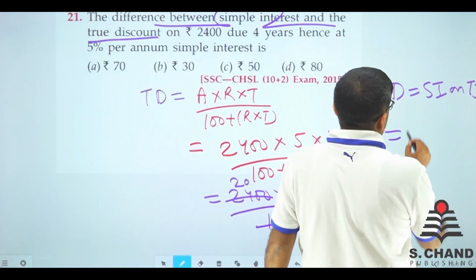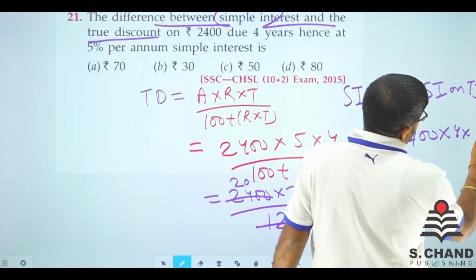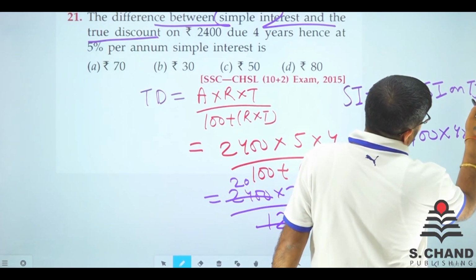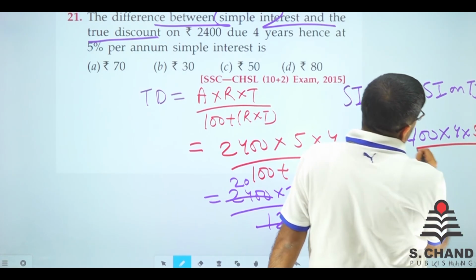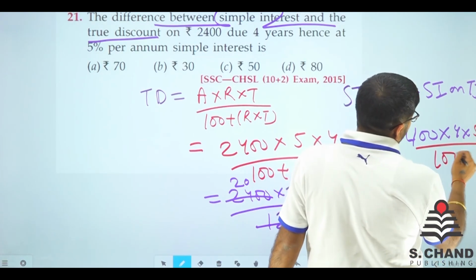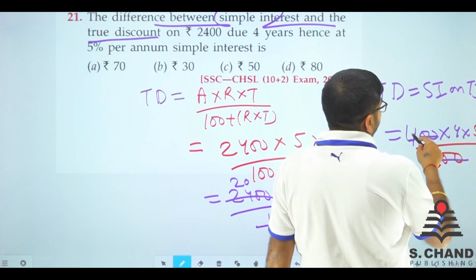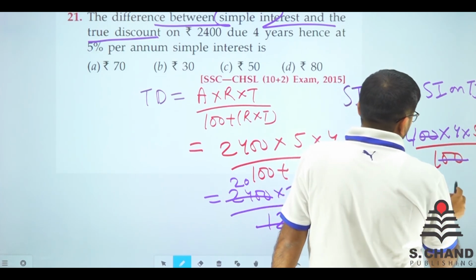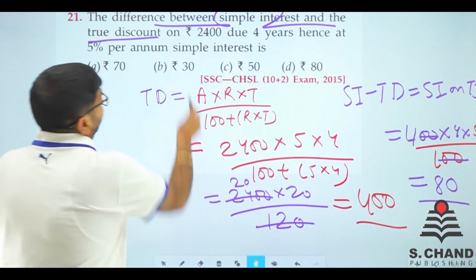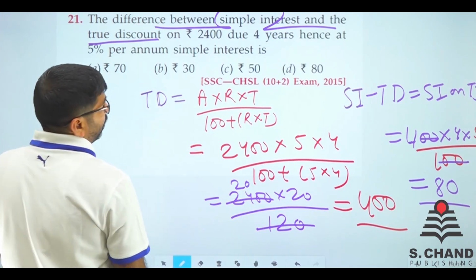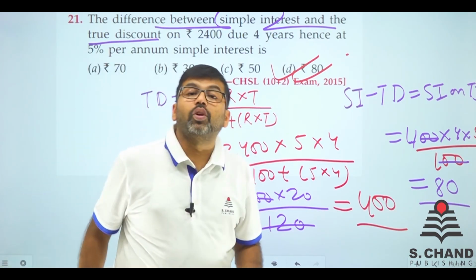What is true discount? We just calculated, 400. Time is 4 years and rate of interest is 5. Divide by 100. PRT upon 100. So this 0 goes with 0. So 4 into 4 is 16, into 5 is 80. So the difference between SI and TD is 80 rupees. Here we go. Do we have any option like 80? Yes, we do have. So it was an SSC CHSL 2015 question.